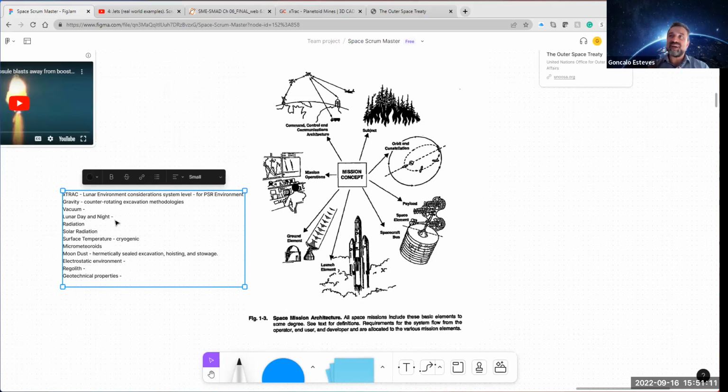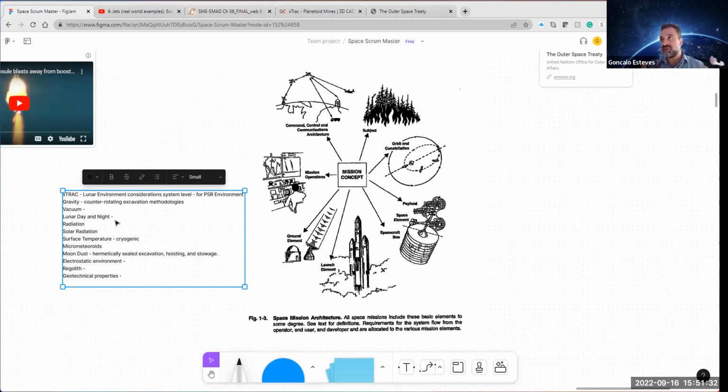Then lunar day and lunar night. What does that mean? How many hours of day? Where is it located? How many hours of night will we be measuring? What type of radiation, galactic rays, X-rays, are we being exposed to? That's how we're going to protect our rover, and what kind of materials we are going to face.